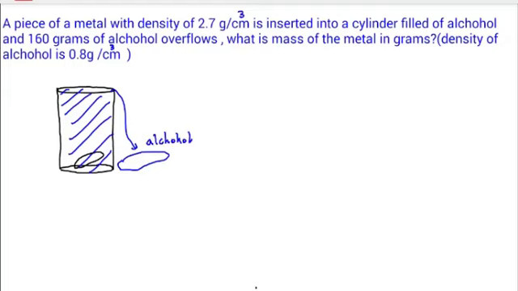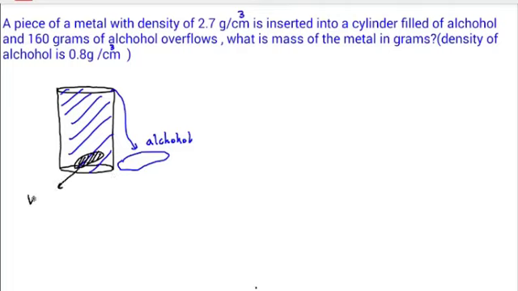The question is asking us to find the mass of the object. For finding the mass of the object, we should find the volume of the metal, because we have its density, and if we find its volume, we can find its mass. Okay, how much is the volume of this object? We already explained that the volume of displaced water is equal to the volume of the object. Okay, how much water is out of the cylinder?